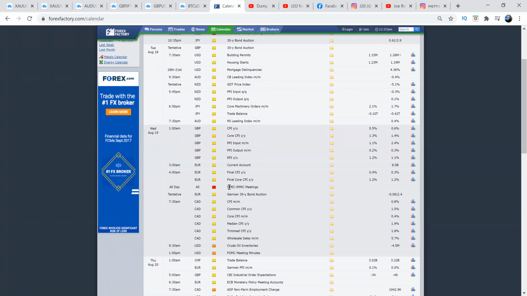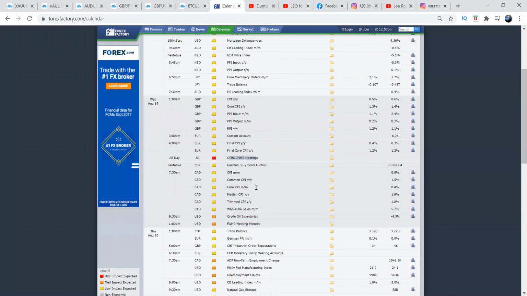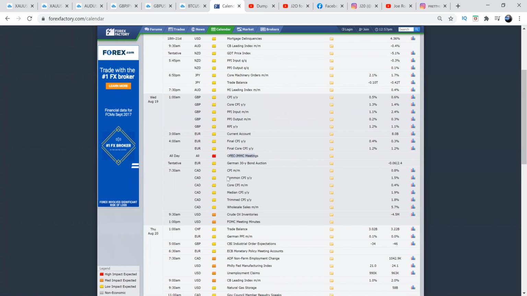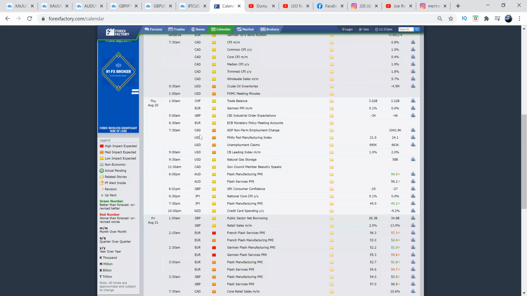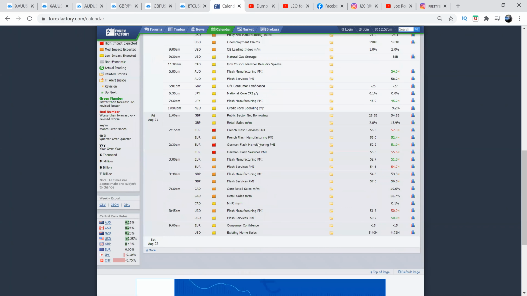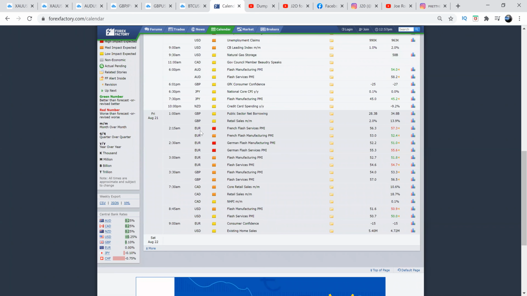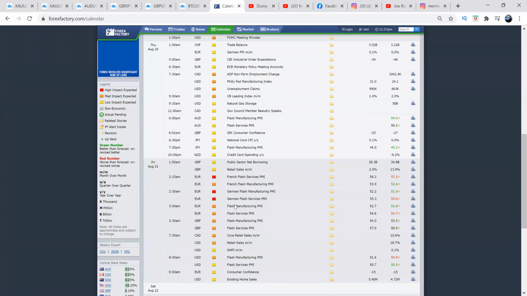Wednesday, there's an all-day meeting for the OPEC, JMC meetings. So the market should be maybe a little volatile Wednesday. And Thursday, slightly volatile with the Canadian pair and USD pairs, unemployment claims and non-farm employment changes. And then Friday, expect some decent movements with the Euro pairs, with the French services PMI, German flash manufacturing PMI, and some of the GBP pairs and CAD for core retail sales and retail sales.